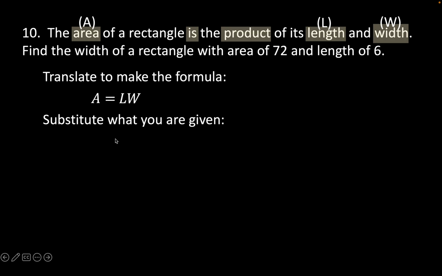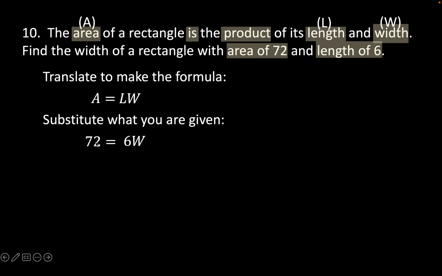The next thing you want to do is substitute what you're given. So the second sentence is going to give us information now. Find the width of a rectangle with area of 72. Well, area of 72 means 72 is the area, which means I can put 72 where A is, which I'll do. And it says length of 6, which means I'm going to put 6 where L is. So that'll turn into 6W. Again, I don't need parentheses because it's still a variable.